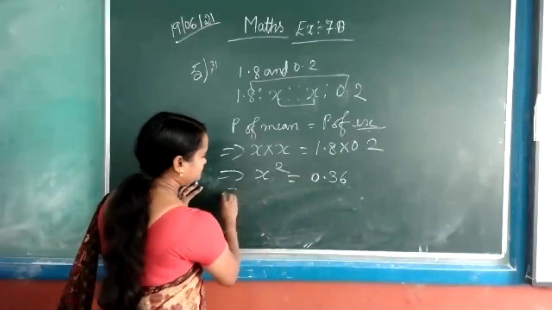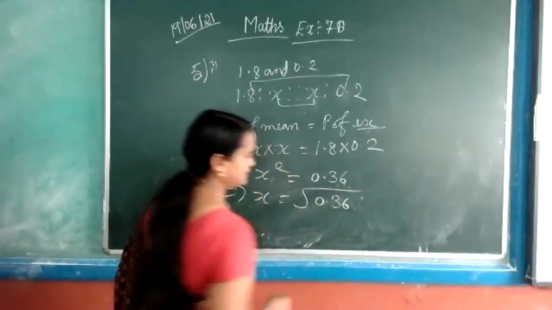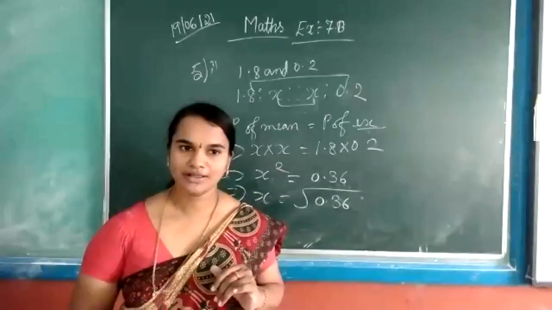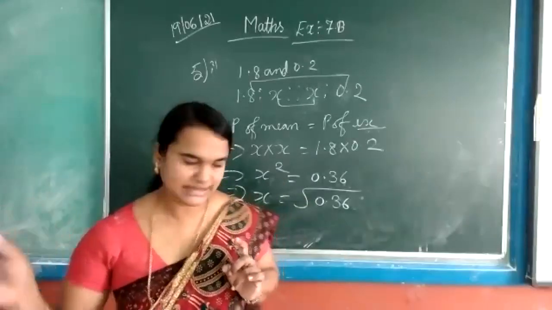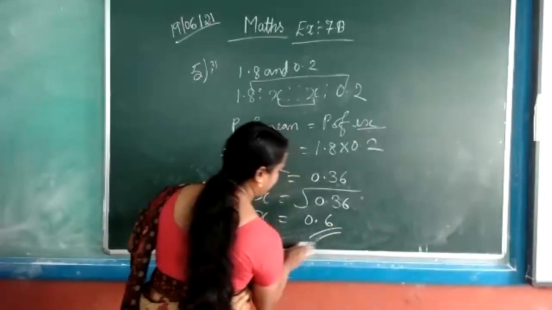Now x equals under root 0.36. Now what is the answer? We will get it. 6. Very good, because 6 sixes are 36. So x equals 0.6. That will be the answer.